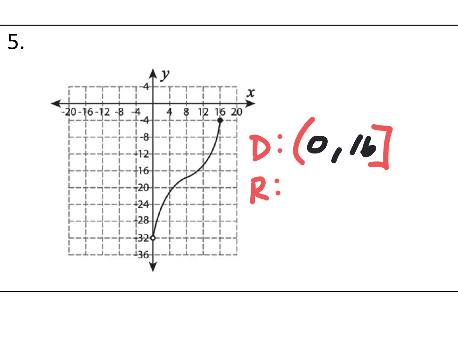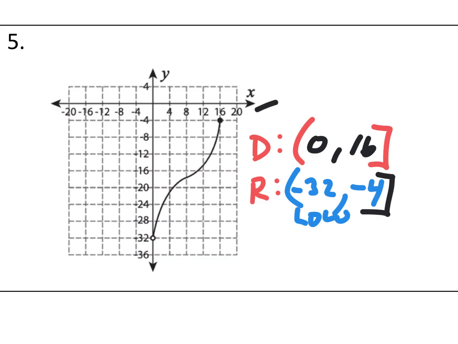Maura, in the front row. Can you tell me which is the range? From a low of -32. Keep going, you're doing good. -4. And which of them has a bracket? -4. Yep. Because it touches that spot. That was from this low to this high.